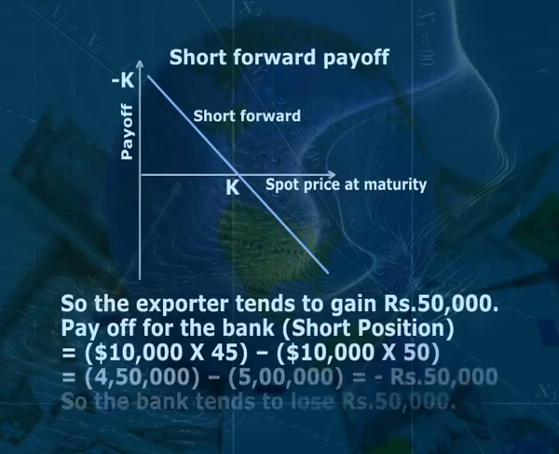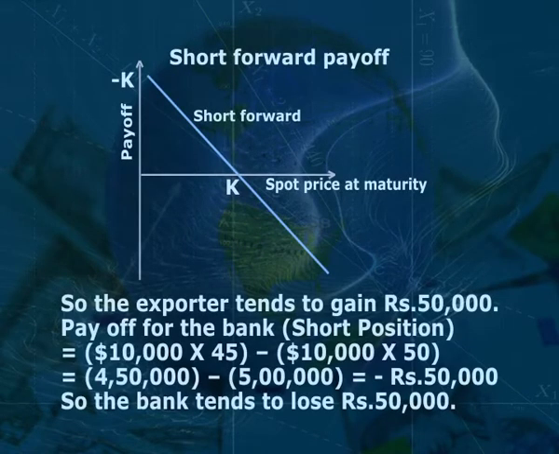Payoff for the bank, which is the short position, is equal to $10,000 into 45 minus $10,000 into 50, which gives 4,50,000 minus 5 lakh, and hence a loss of 50,000.